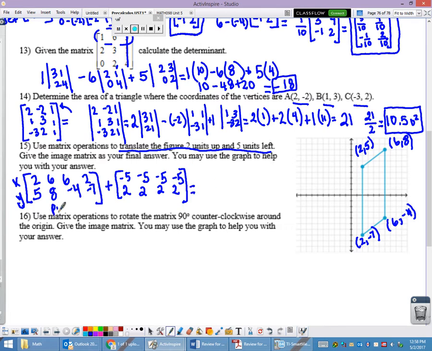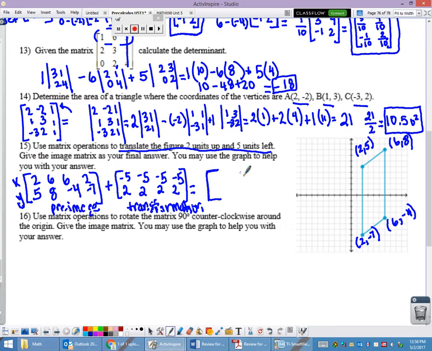Okay, now this is called my pre-image. This is called the transformation. My computer's acting up right now. And then finally my result is going to be the image matrix.